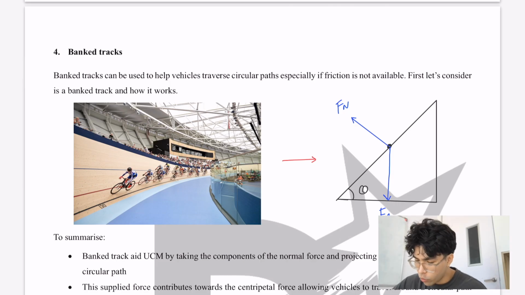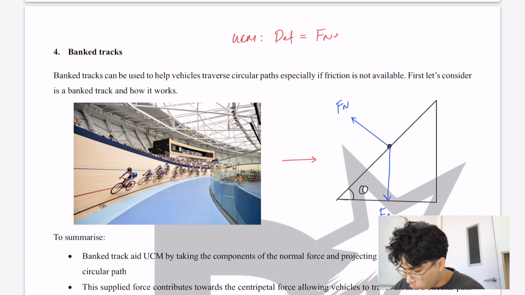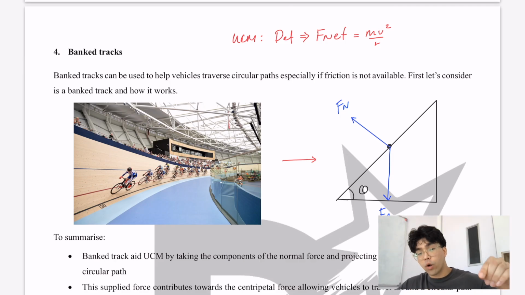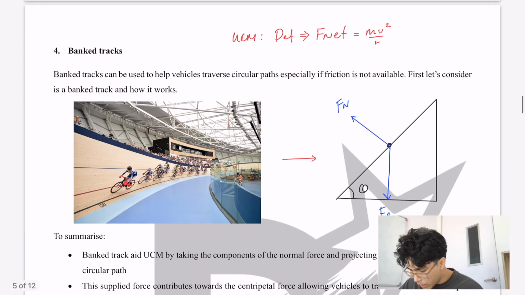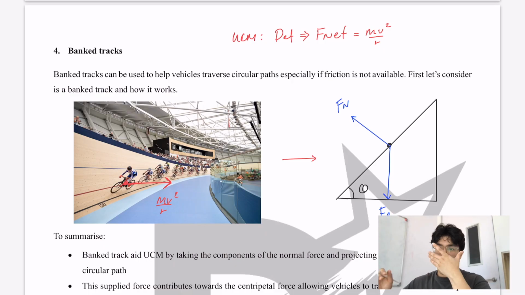The definition of uniform circular motion is that if an object is traveling around a circular path, the net force must be equal to mv squared on r, right? The net force towards the center of the circle must be equal to mv squared on r. So here, because these cyclists are traveling around a circular path, it means that the net force acting on the cyclists must be in this direction, equal to mv squared on r. That is to say that all the forces must add up to this amount, true?